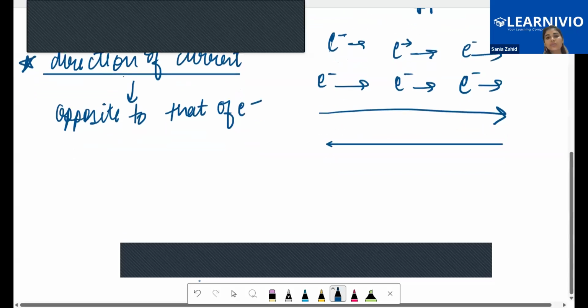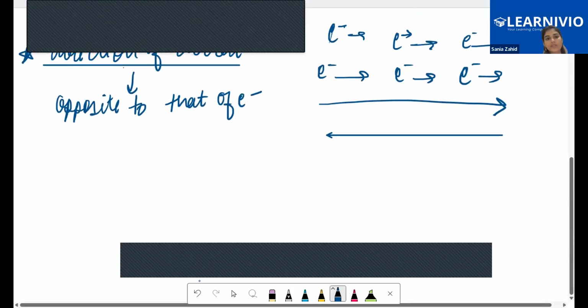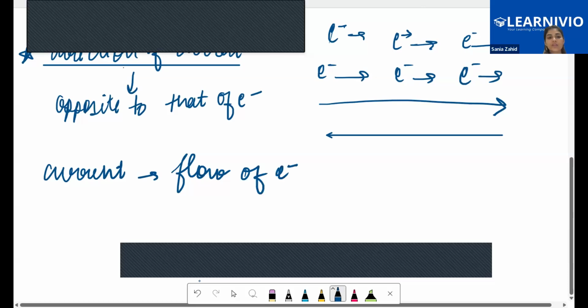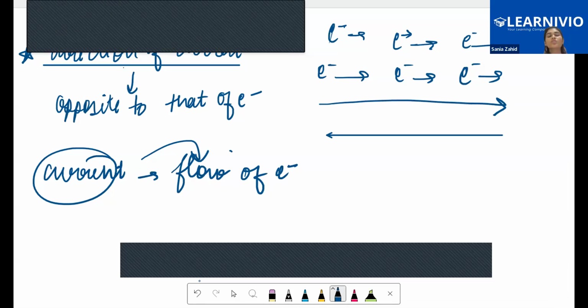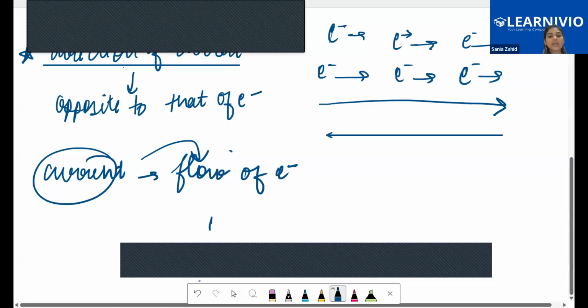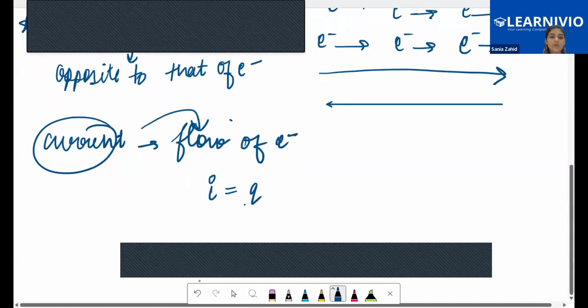So if I have to define current, what is current basically? Current is the flow of electrons per unit time. How is current formed? Current is formed with the flow of electrons. If the electrons are flowing, they will constitute current. If I have to find the value of current, that is, how much current is flowing, how can I find it? The symbol for current is I. So I can say I is equal to Q upon T.